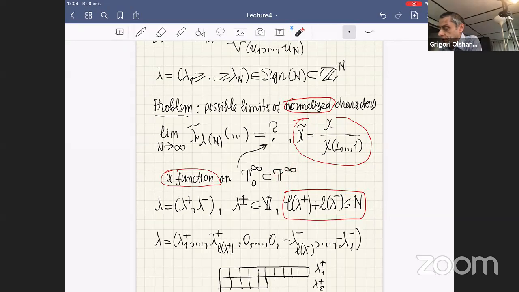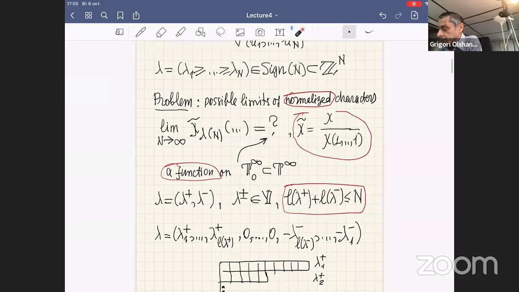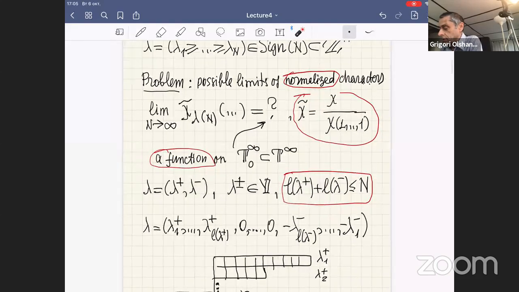This is our infinite dimensional torus, and we take some part of it which consists of sequences of variables u1, u2, and so on, which are finitary in the sense that almost all coordinates are equal to 1. And we expect to get some function in the limit, which is a function on this finitary part of this torus. Now I recall what I need.